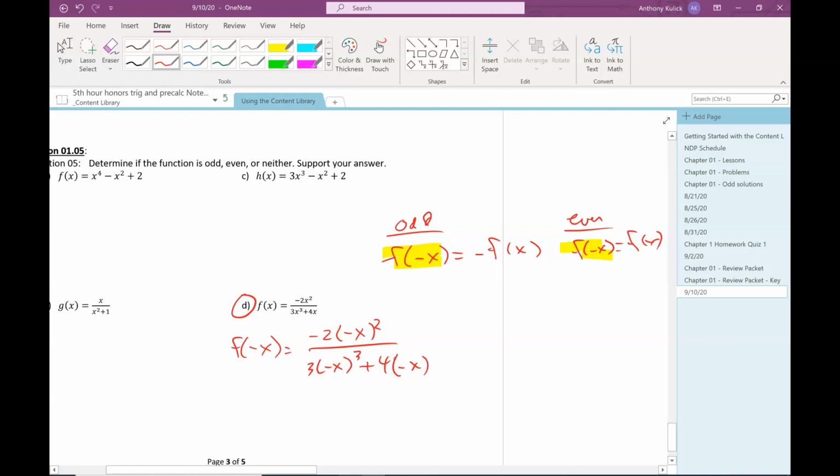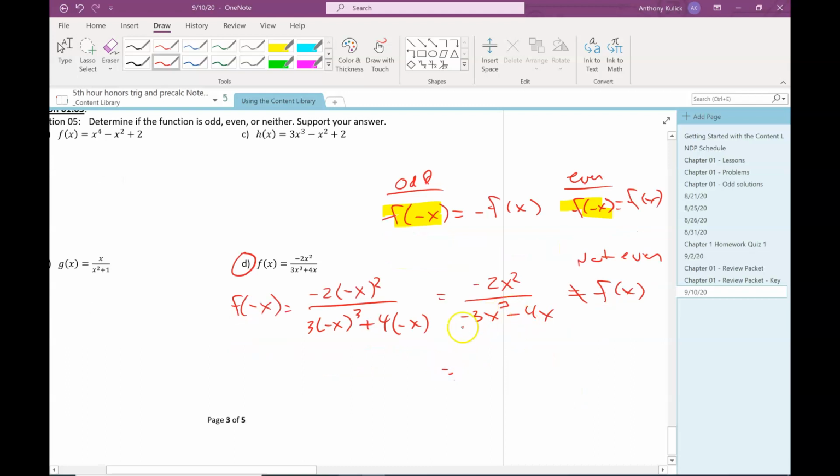So far, so good. So that's going to give me just negative 2x squared over negative 3x cubed minus 4x. Well, that's definitely not what I started with. So I know it's not even, because that's not f of x. Let's check to see if it's odd.